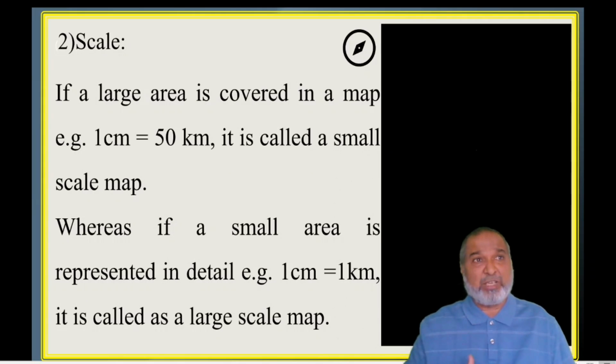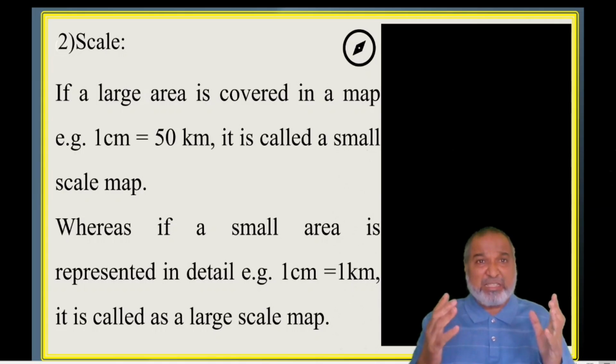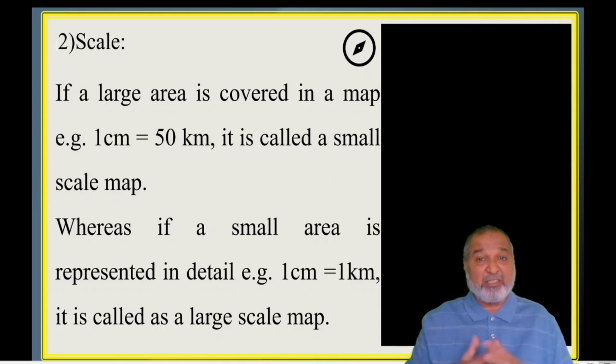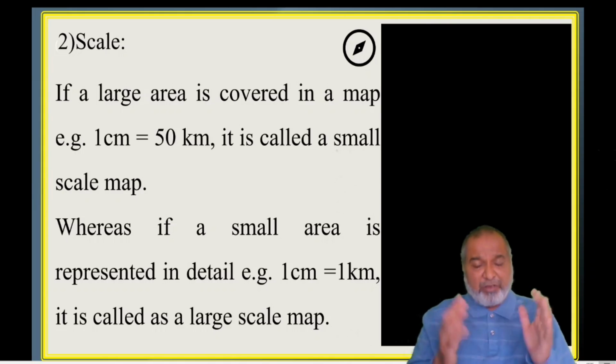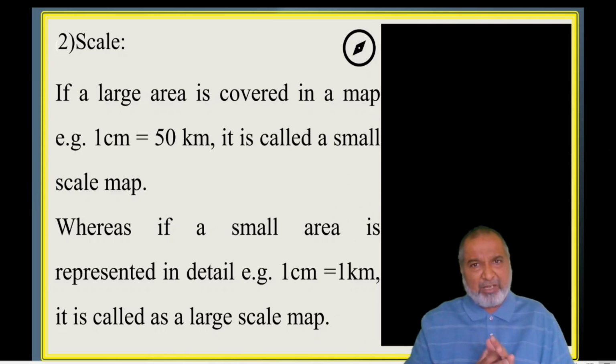Yes, there are two types of scales of maps we have. One we call a small scale map, and the second one is called a large scale map. Now, what is a small scale and what is a large scale? If a large area is covered in a map, for example a map of India, then the distance between Pune and Bombay becomes very small, narrow.